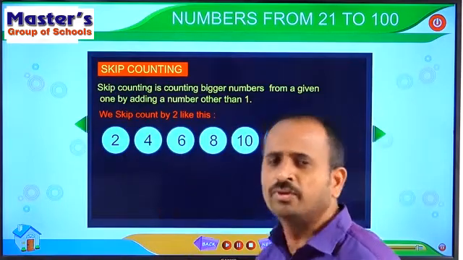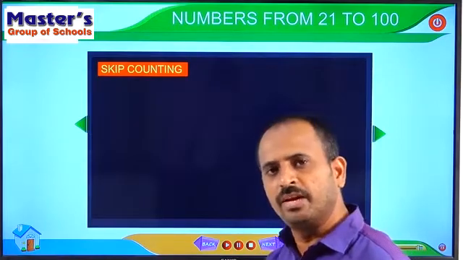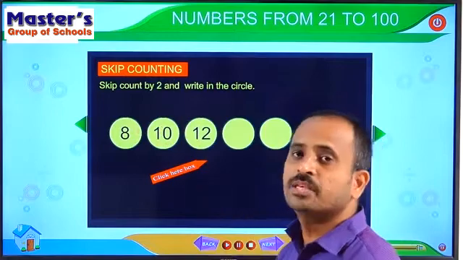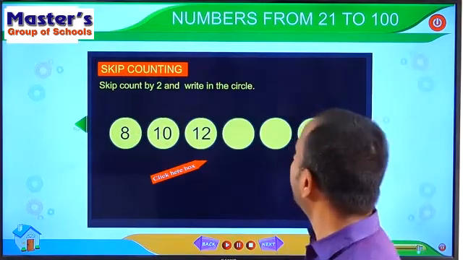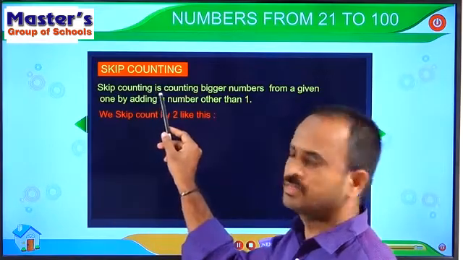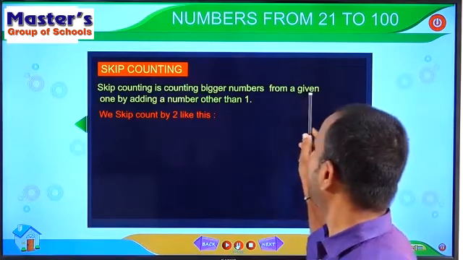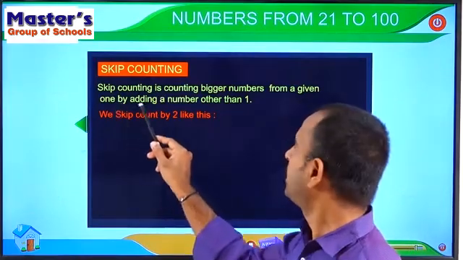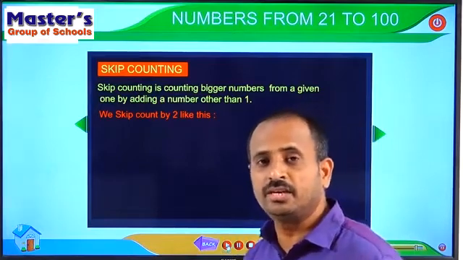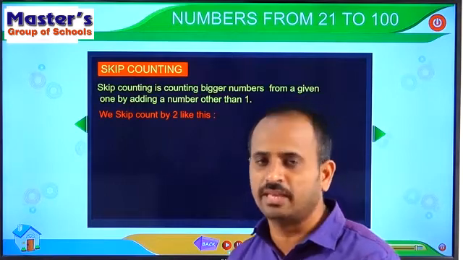So what is skip counting? Continuous counting means we can count the numbers one by one without skipping. So here, what is the meaning of skip counting? Skip counting is counting bigger numbers from a given one by adding a number other than one. So children, generally we can count the numbers just by adding 1 to the given number.